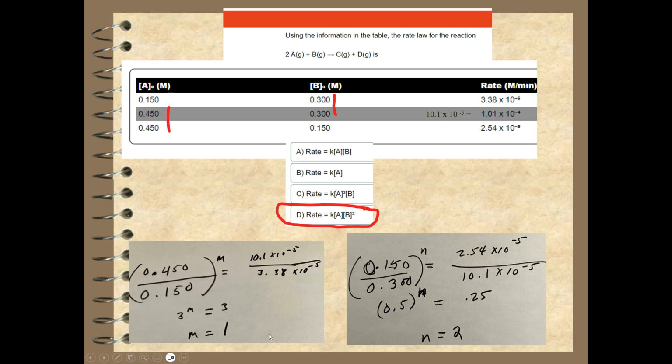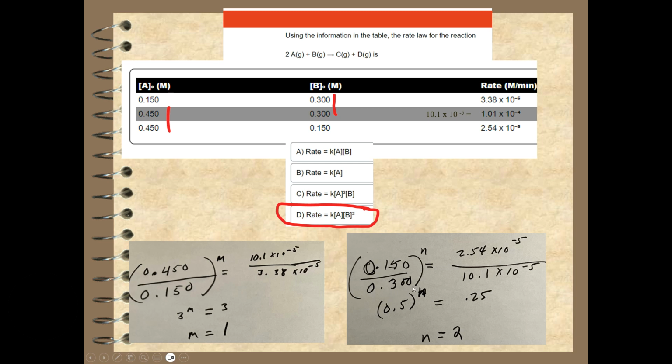Now we go over to B. To get the order of B, we have to find a place where A doesn't change. So it's lines 2 and 3. A does not change. So what do we do? Well, we're going to take 0.150 divided by 0.300.